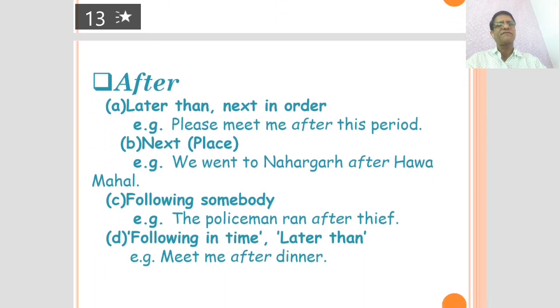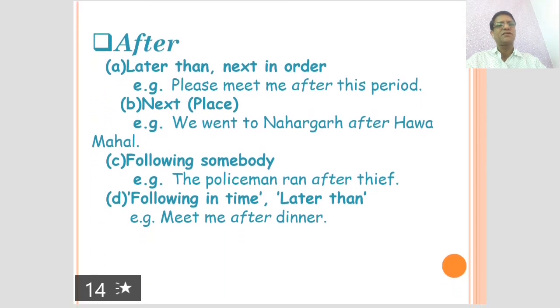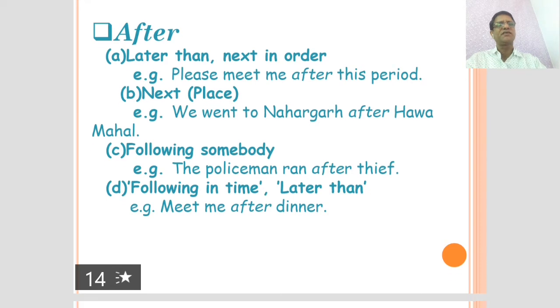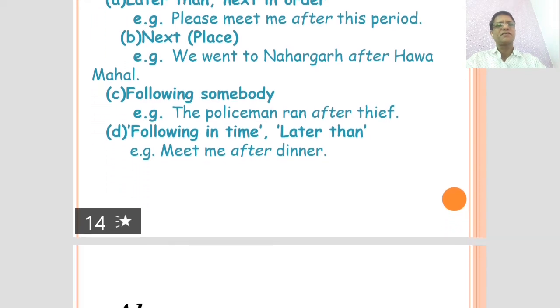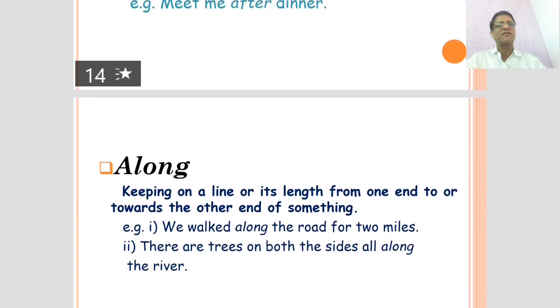Next is after. We are using after to mean next in order. Please meet me after this period. Next, place: we went to Nahargarh after Hawa Mahal. If we are following somebody: the policeman ran after the thief. Following time, later than: meet me after dinner. So this is how we can use after.